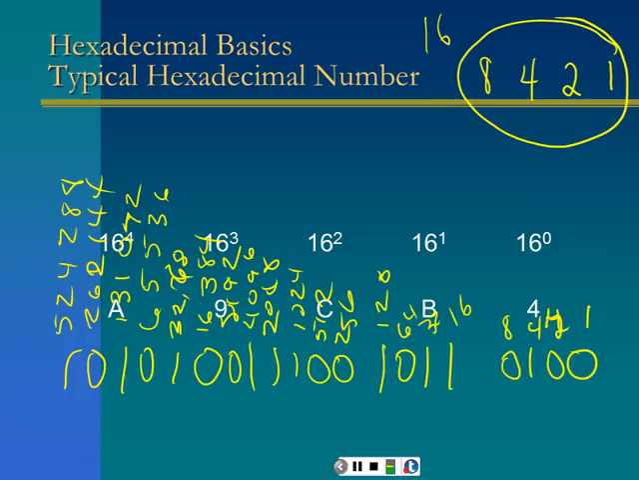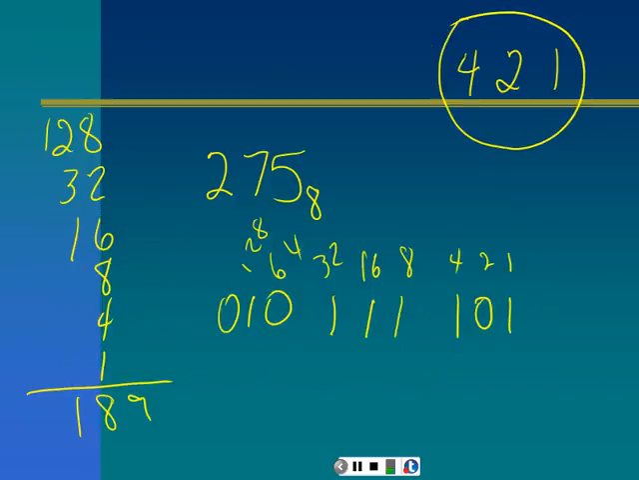Going from hex back to decimal is not quite as difficult using this method or using the other method as it is when you're trying to go the other way. Let's go back to this number, the 275. I'm going to take this number now, and we're going to do the hex number for it. The number is 010111101.